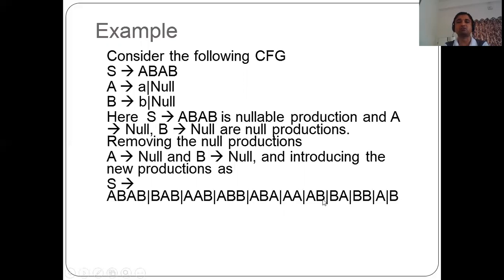Same way we can derive all the remaining grammar. If we replace both A by null, we get only B, so that will be available over here. But if we replace A and B both by null, we will only get A, so A is also a possibility. This is how we can get so many different types of production rules, starting from S to ABAB.